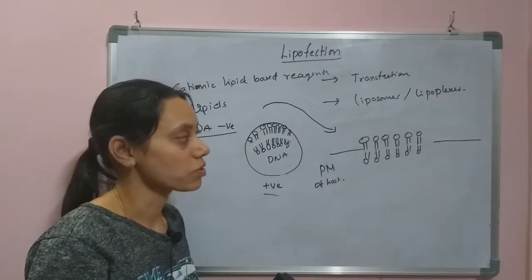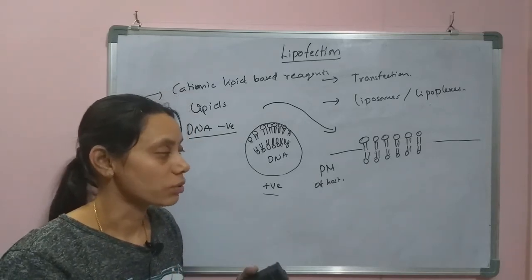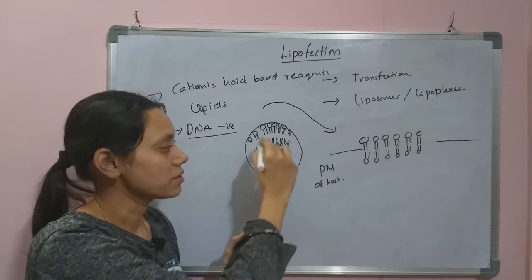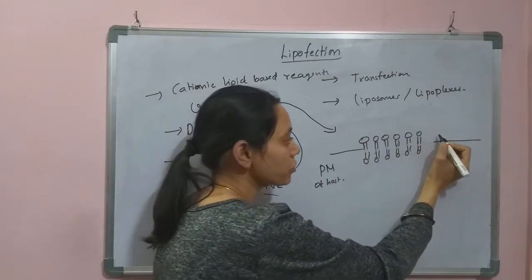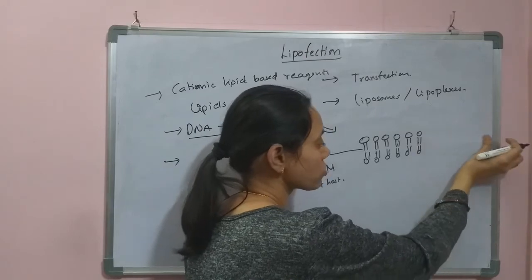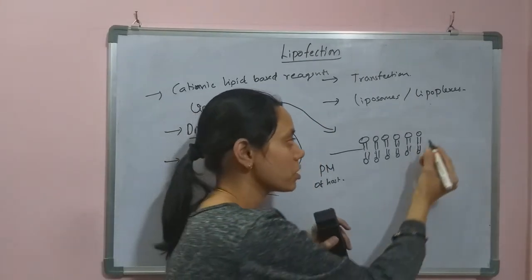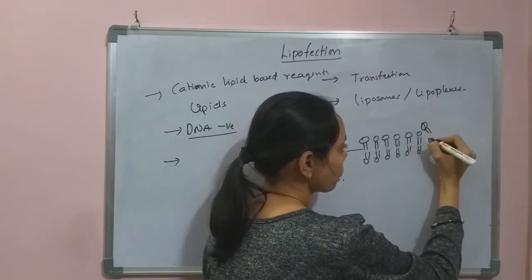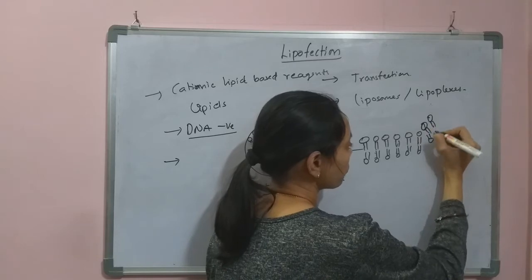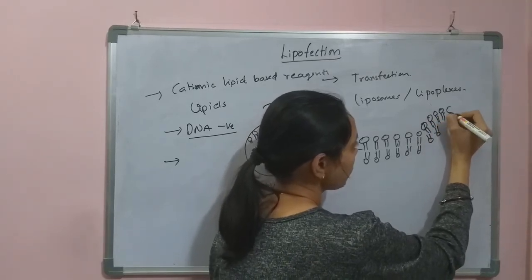Generally, two types of variants will be there. Either this liposome may fuse with the plasma membrane because of the similarity of the vesicle membrane with the plasma membrane, so it will be directly fused with the plasma membrane.